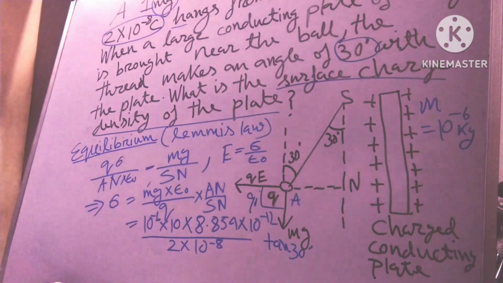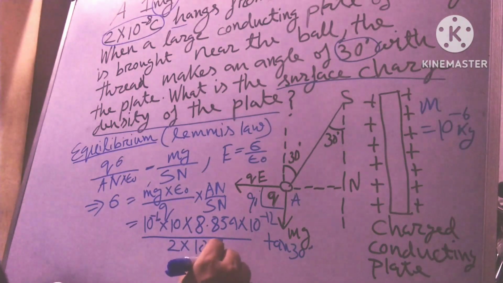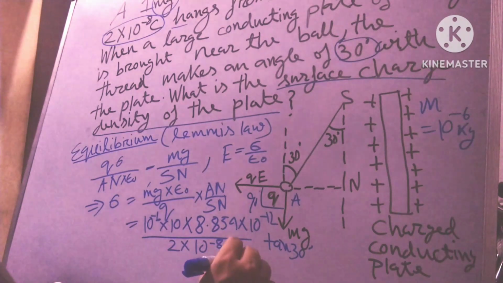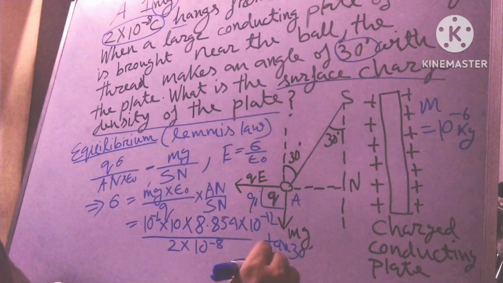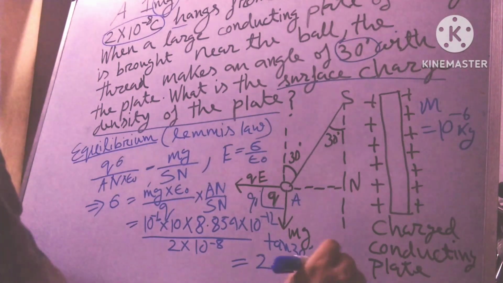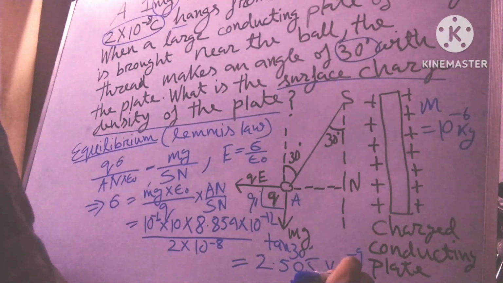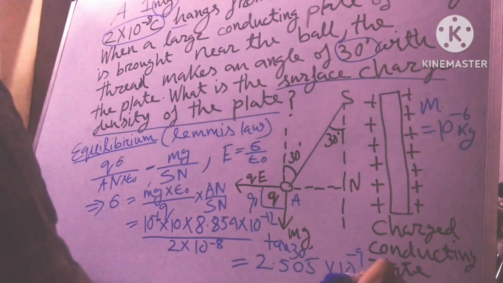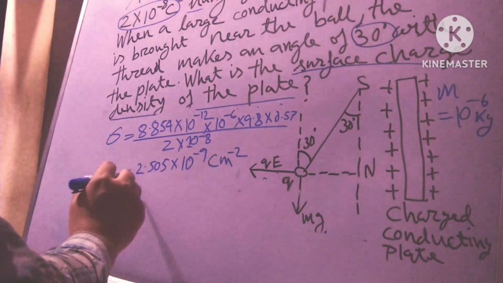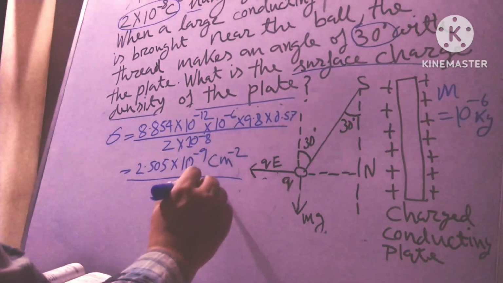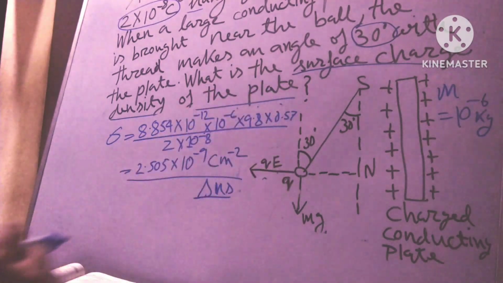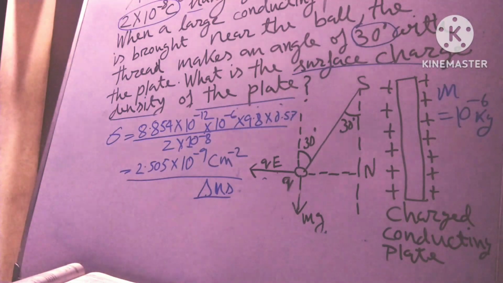Okay friends, I hope it is clear. Now, putting the values, it can be written as 2.505 × 10^-9 coulomb per meter square. Check the value again. This is my answer. How do I get this same value? Because tan 30 degrees is equal to 1 by root 3, which is 0.57.